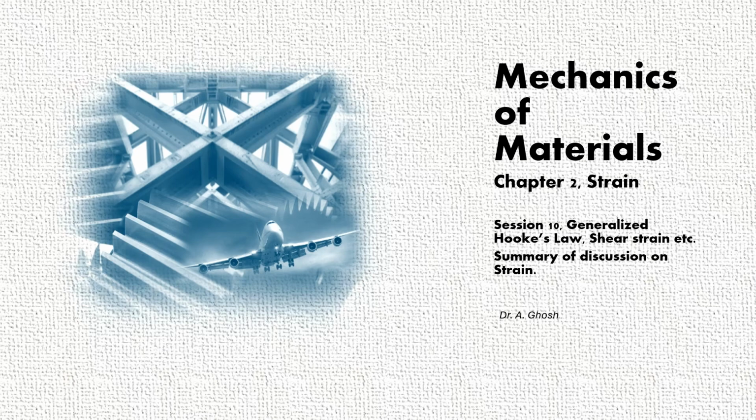We are in chapter 2 where we are discussing strain. This is the 10th session overall and the second session involving strain. Here we discuss Poisson's ratio, generalized Hooke's law, shear strain, among other things. Also, a summary of the discussion on strain is given at the end.